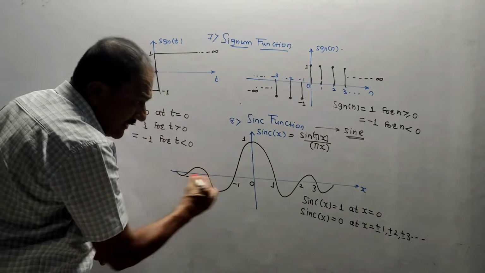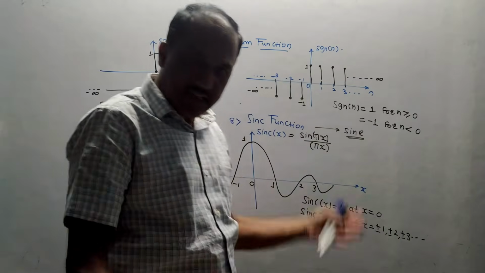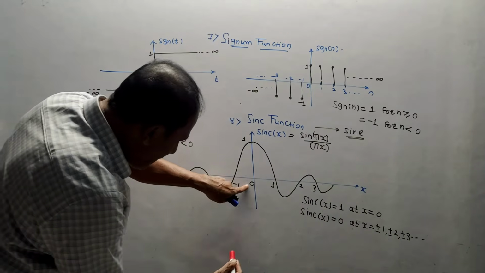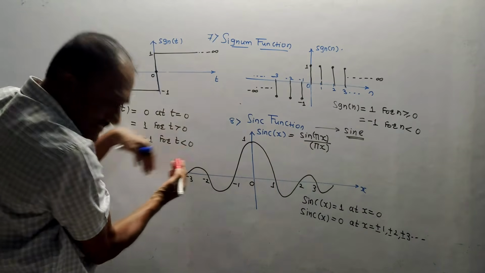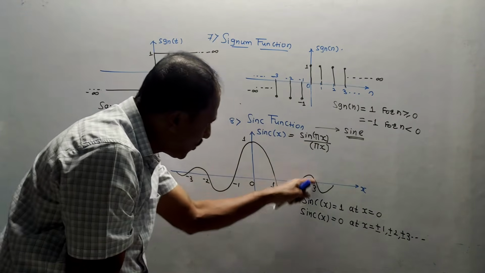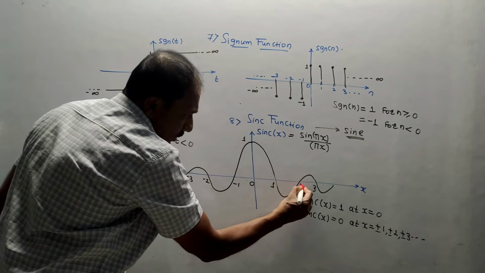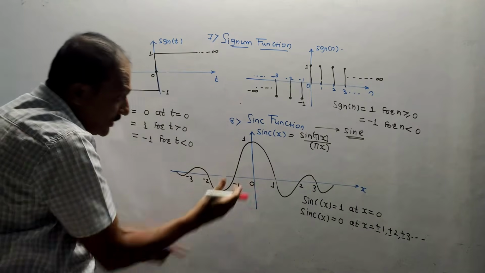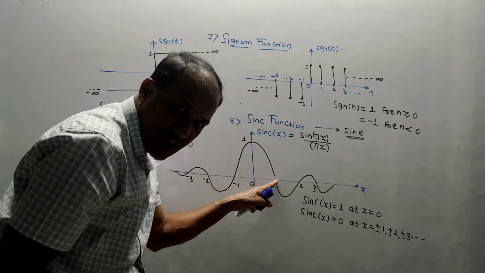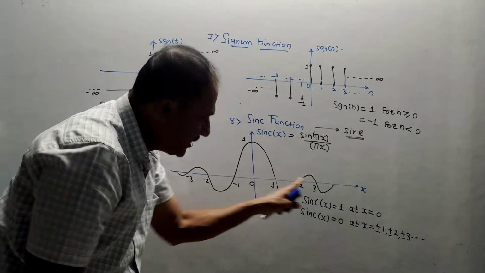This is the standard diagram of the sinc wave. It is basically a sine wave, but not the standard sine wave. Its amplitude at 0 is 1, and on both sides, positive as well as negative, its amplitude goes on reducing. Now I have marked some values 1, 2, 3 on the left hand side, -1, -2, -3. At these values of x, the value of the sinc function is 0.